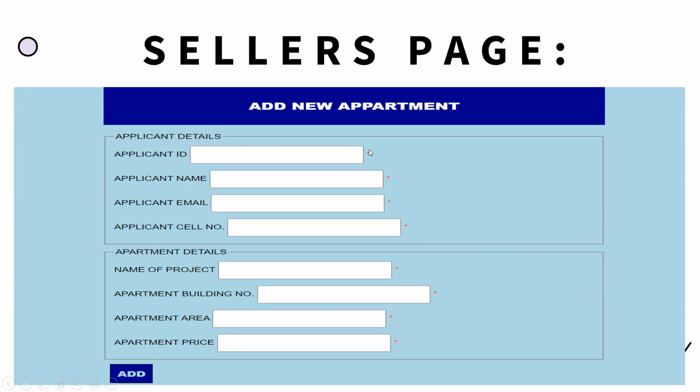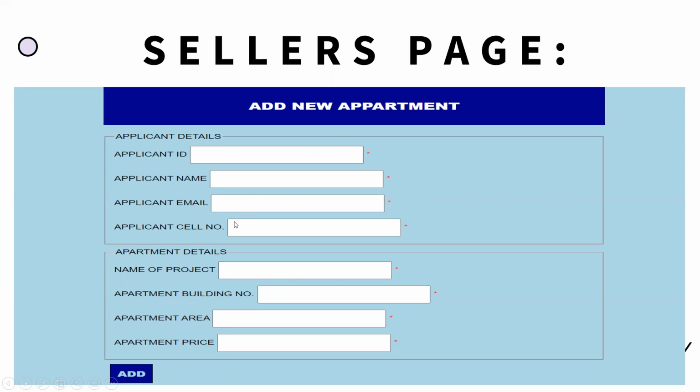And this is the sellers page. The sellers page means you can add a new apartment. That means you can sell your apartment by filling this add new apartment form. Sellers can fill in these forms like applicant ID, name, email, cell number to contact if anyone likes their apartment to buy, then the name of the project, building number, the area, which means address, and the price.